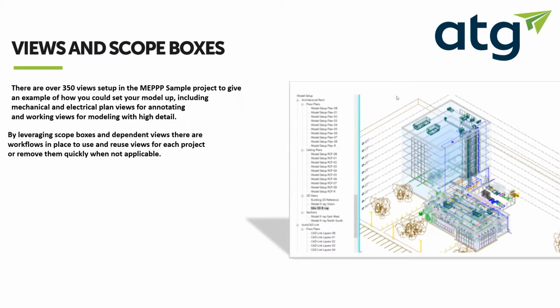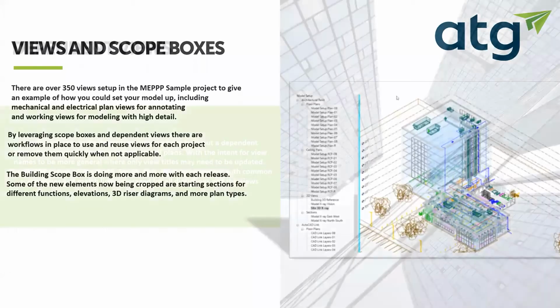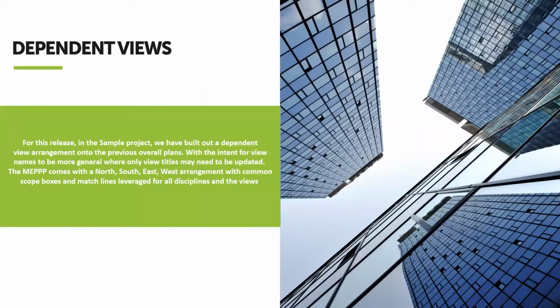By leveraging the scope boxes and the dependent views, you can really make your changes super quick. You can move a scope box, and that scope box is going to affect the dependent views. In the sample project, there's a dependent view arrangement built in for north, south, east, and west. The idea is to utilize those dependent views and the common scope boxes and match lines across all the disciplines, and not just one trade. Each has their own type of view and their own type of scope boxes. We want to use them all as one.